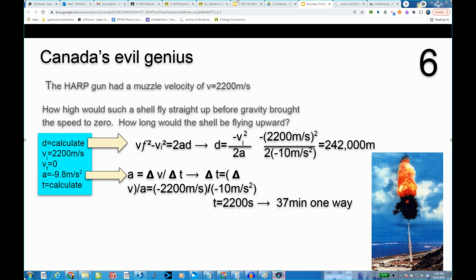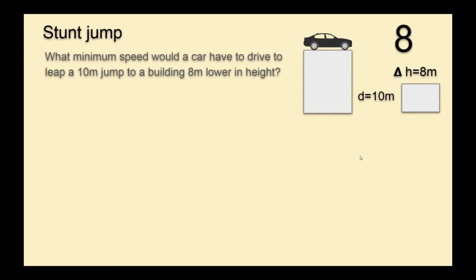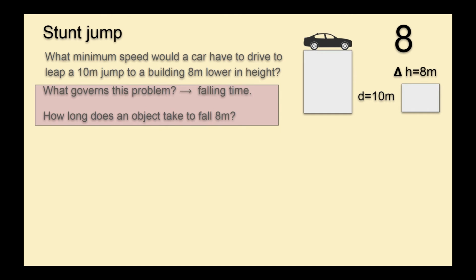Now we're looking at the stunt jump problem. What minimum speed would a car have to drive to leap a 10-meter jump to a building 8 meters lower in height? Nothing is difficult here other than deciding what is the governing factor. And that has to be the falling time. How long does it take an object to fall 8 meters?